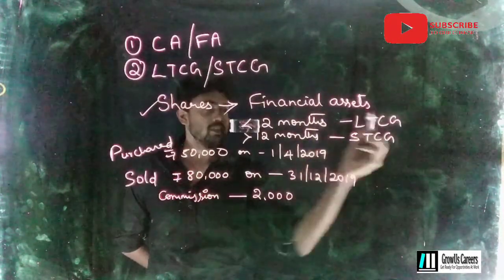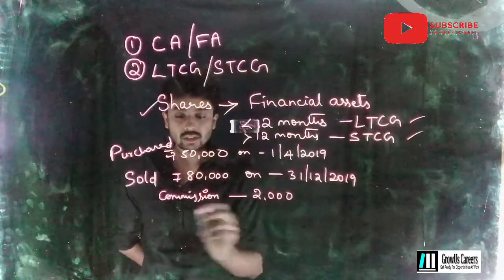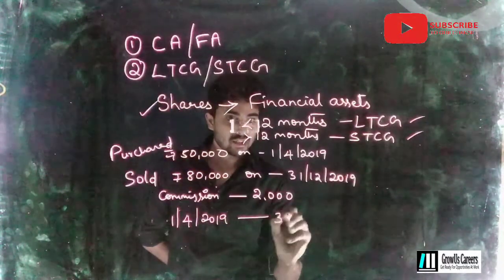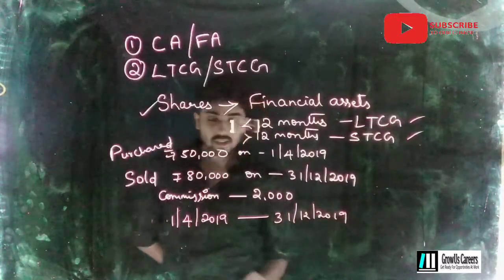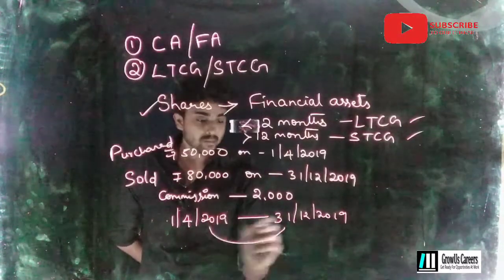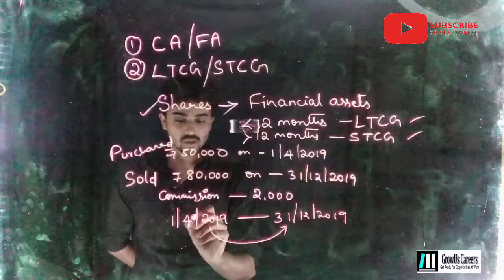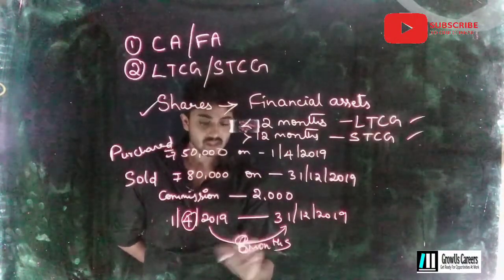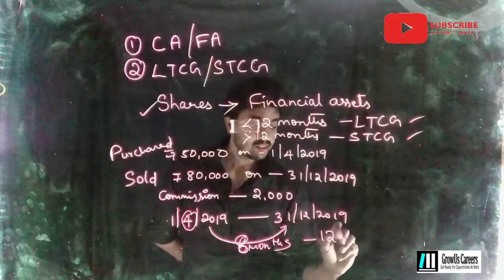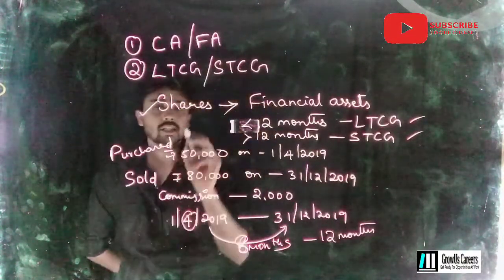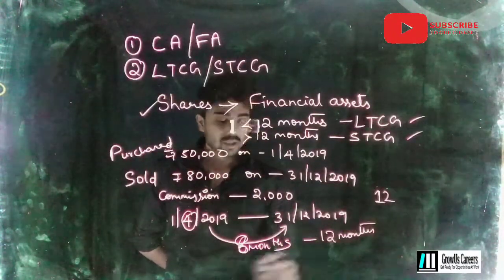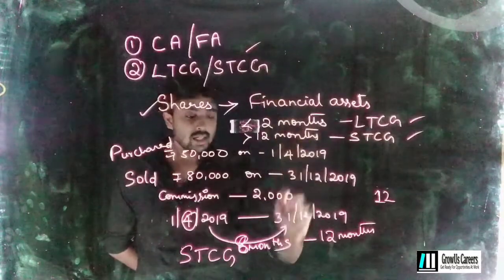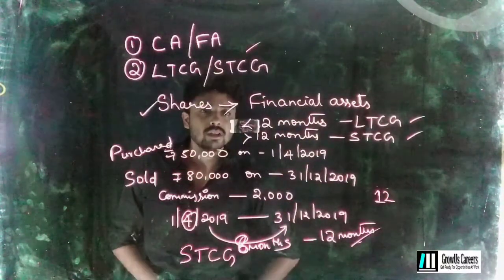Now we have to know whether it is a long-term capital gain or a short-term capital gain. So how do we find out? We have to check the difference between the date of purchase, that is 1/4/2019, and the date of sale, that is 31/12/2019. After how many months has he sold from the date of purchase? He has sold within the next 8 months, so he has not completed 12 months. So Mr. X doesn't hold the share for more than 12 months, and this becomes a short-term capital gain. Alright, so this is a financial asset and a short-term capital gain.